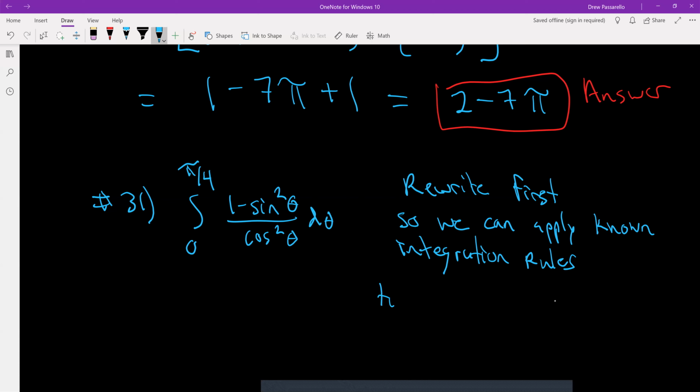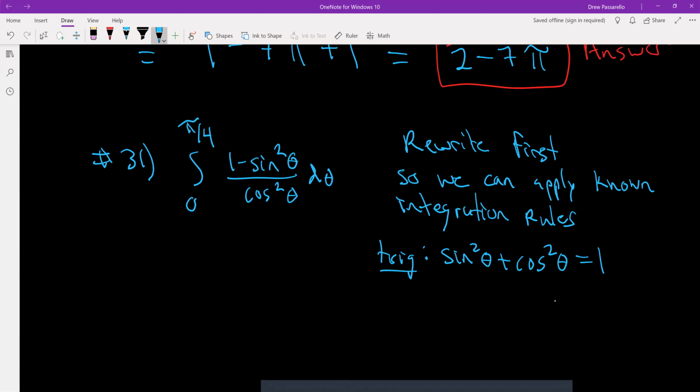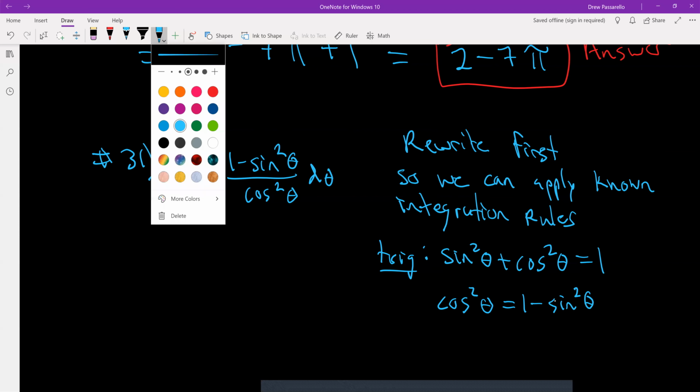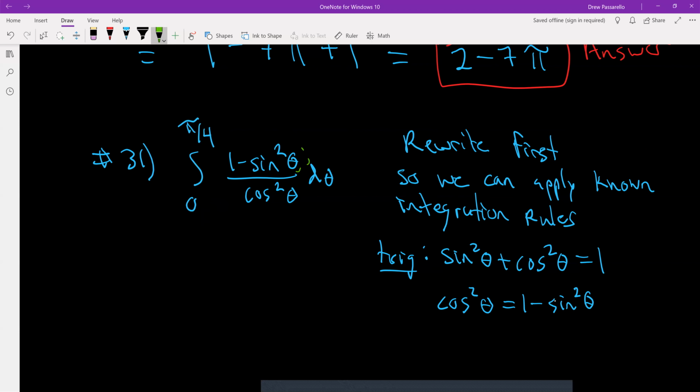All right, so we know from trig, sine squared plus cosine squared equals 1. That's the Pythagorean identity. So therefore, cosine squared theta is 1 minus sine squared theta. So I can rewrite this 1 minus sine squared as cosine squared.